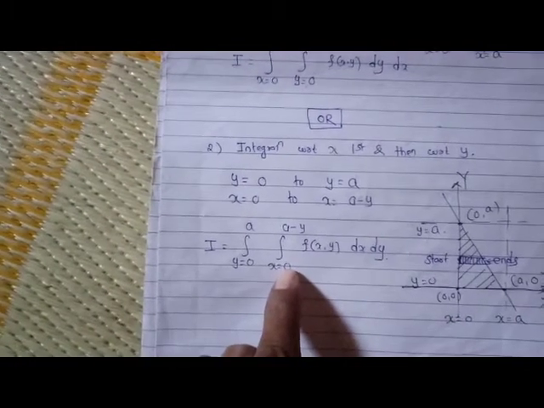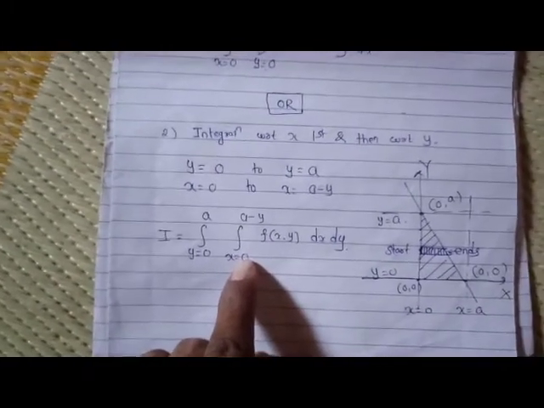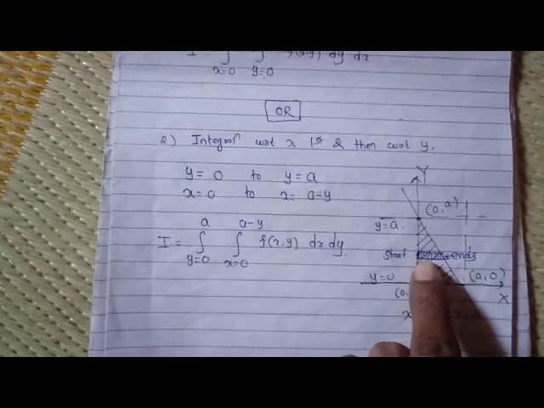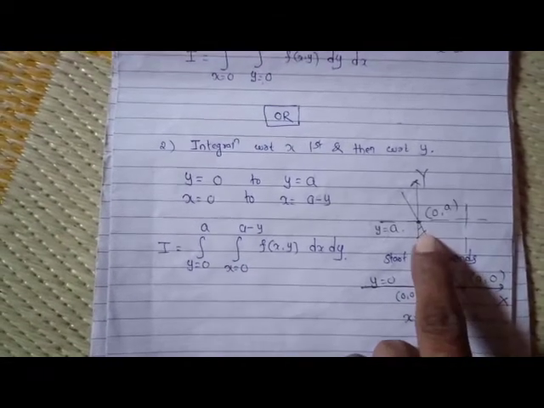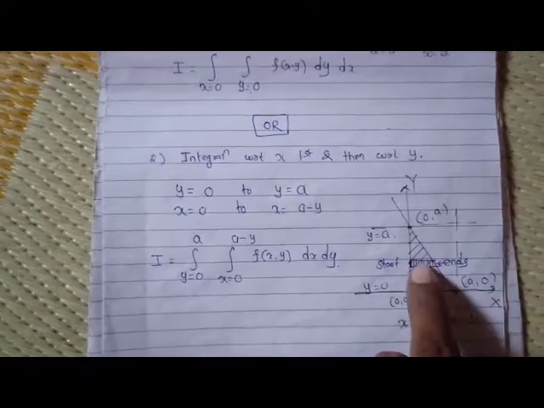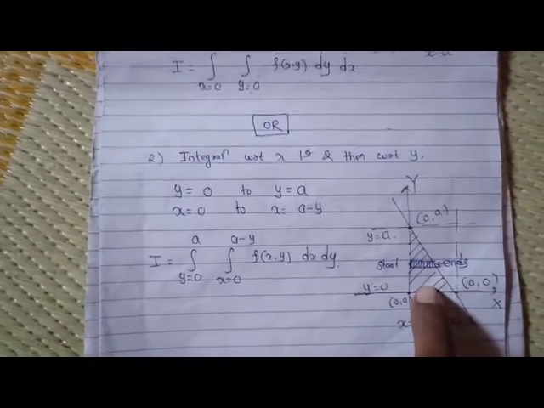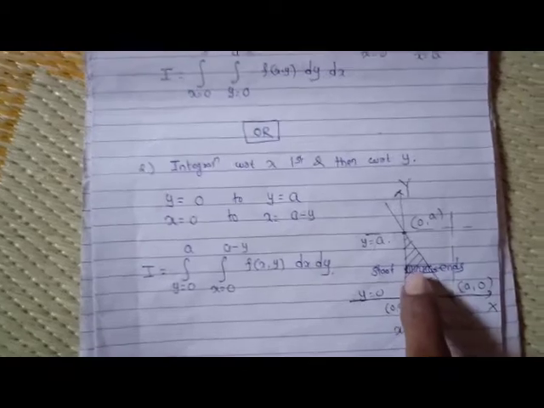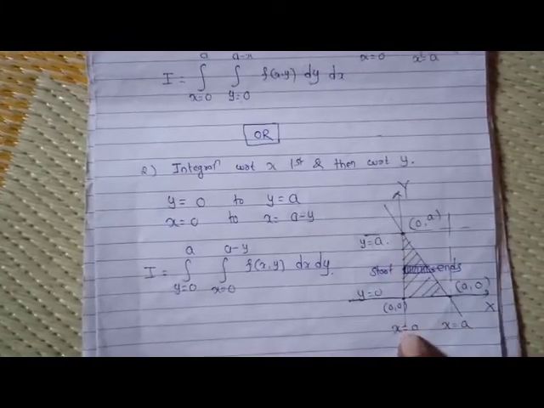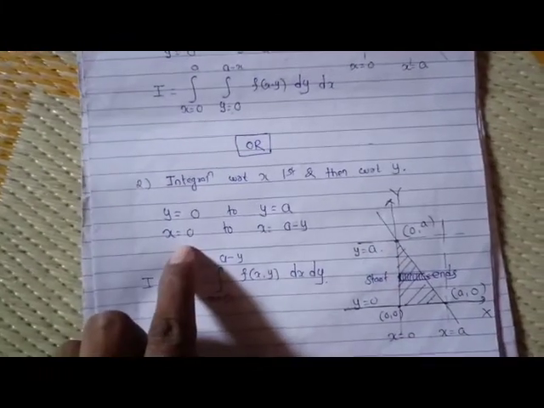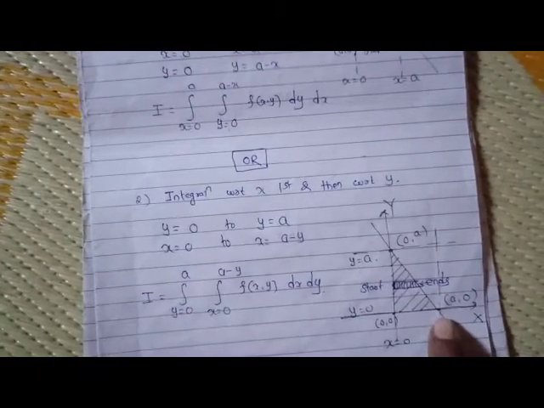Internal limits are limits of x, and to find the internal limit we have to consider a strip. So consider a strip which is parallel to the x-axis. Whether it is a strip here, a strip like this, or a strip at the extreme lower point, the strip will start from the same line, that is from x equal to 0, that is the lower limit, and the strip will end at x plus y equal to a.